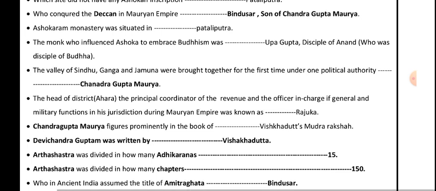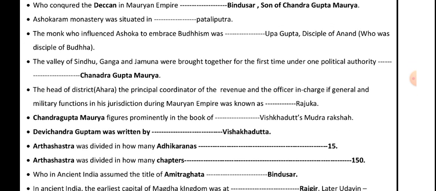Who conquered the Deccan in the Mauryan Empire? Bindusar, son of Chandragupta Maurya. Bindusar. Ashokarama monastery was situated in Patliputra.